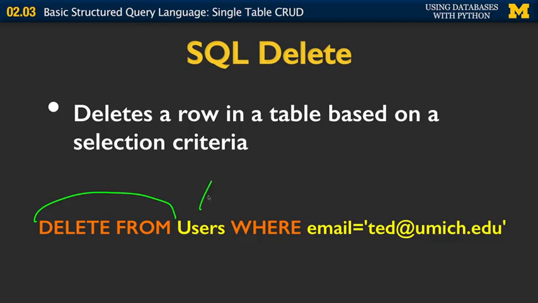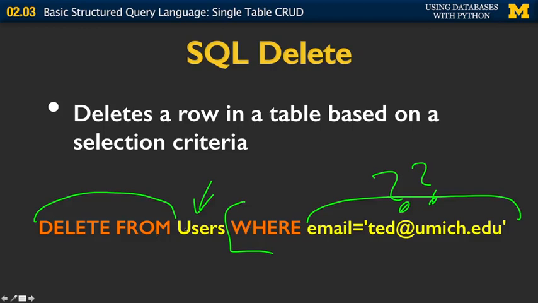Sounds nice. Delete from users, the name of the table, and then a where clause. And you can put where clauses on lots of different SQL statements. And that says, don't delete all the rows, only delete where this is true. And in this case, we put a logical question. So this is like a question mark in an if statement, right? Delete from users where email equals ted at umich.edu.